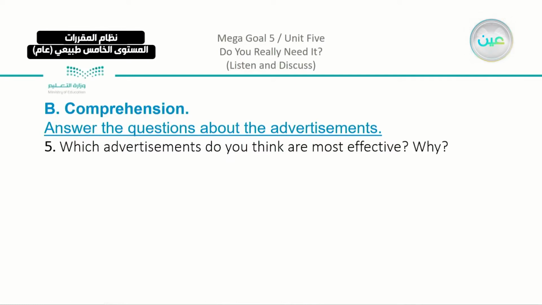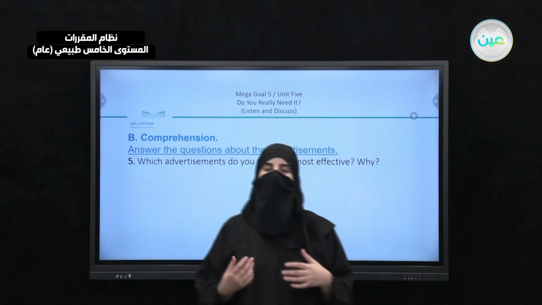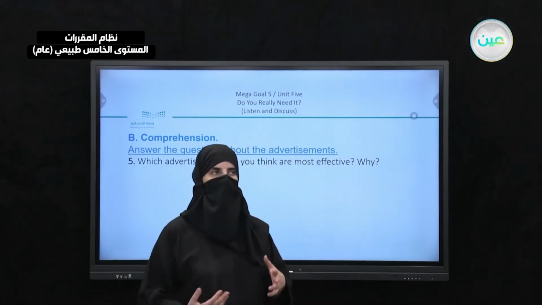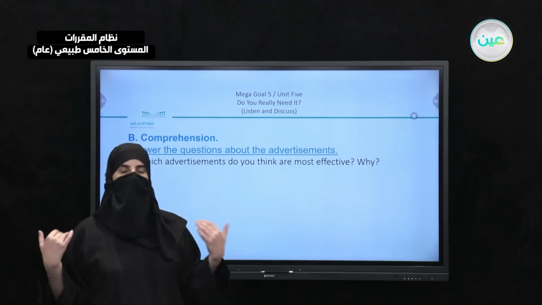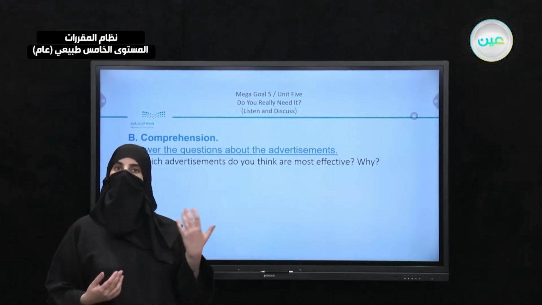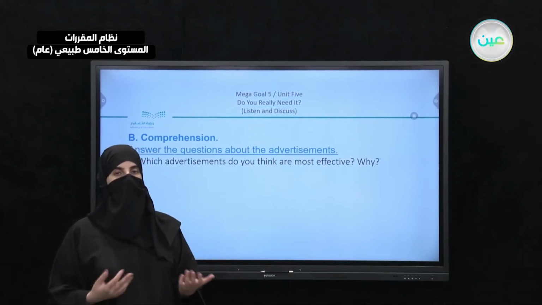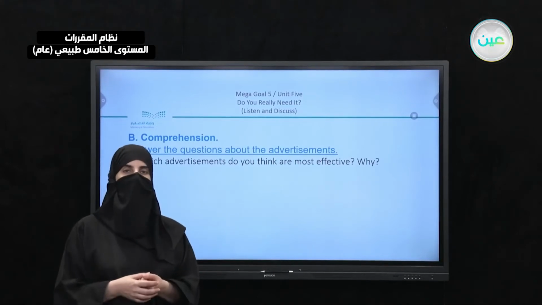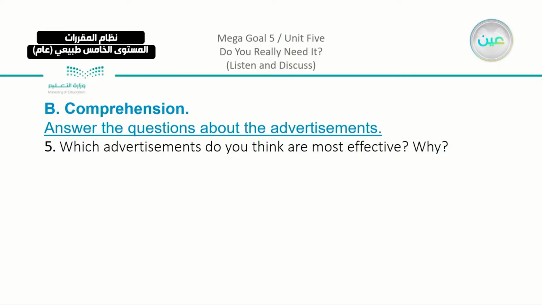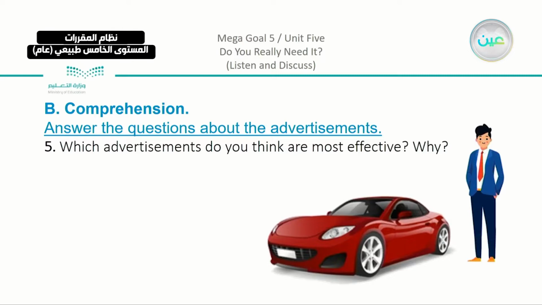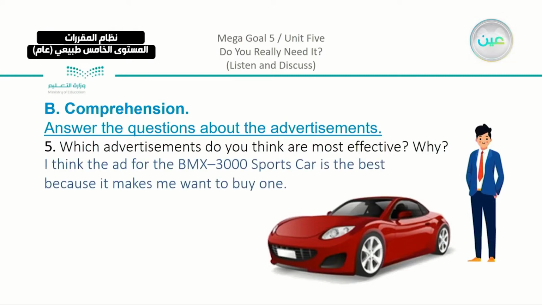Now, this is a tricky question. You can answer it by looking at the five advertisements and choosing which one was interesting, but you may have another point of view. In general, we can say that the car is the most interesting advertisement. I think that the ad for the BMX 3000 sports car is the best because it makes me want to buy one.